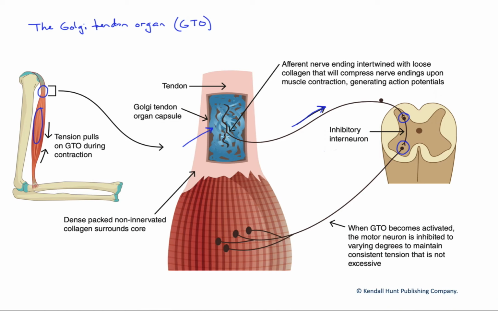right? The tendon itself doesn't really stretch much during a passive stretch of a muscle. It's more the muscle that's being stretched. And so only when the muscle contracts will the Golgi tendon organ become activated.